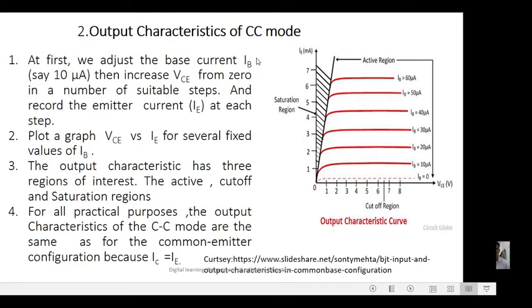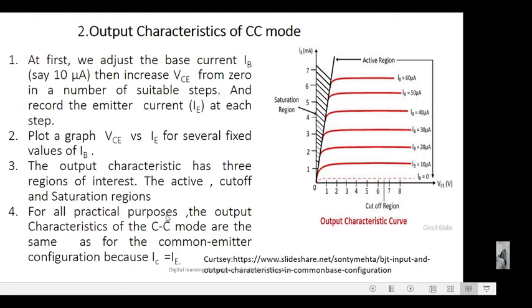Output characteristics of CC mode. At first, we adjust the base current IB, say 10 microampere, then increase VCE from 0 in a number of suitable steps and record the emitter current IE at each step. So plot a graph of VCE versus IE for several fixed values of IB. The output characteristic has three regions of interest: the active, cutoff and saturation regions.